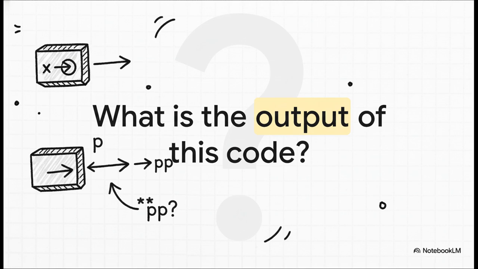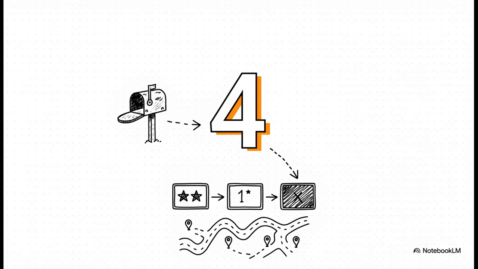So, when the code asks to print **pp, what value are we going to get at the end of the line? It's got to be 4. Just follow the chain. The first asterisk on pp takes you to what pp is pointing to, which is p. Then the second asterisk takes you to what p is pointing to, which is x. It's just a chain of addresses that leads you right back to the original value. You just follow the breadcrumbs.